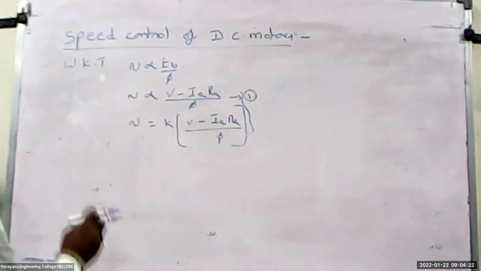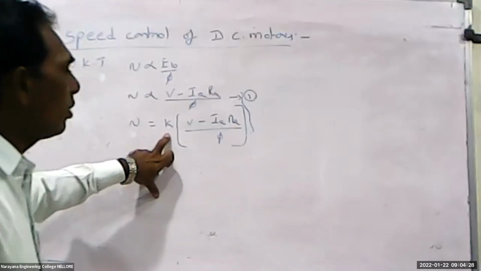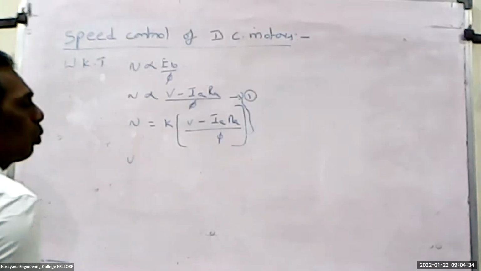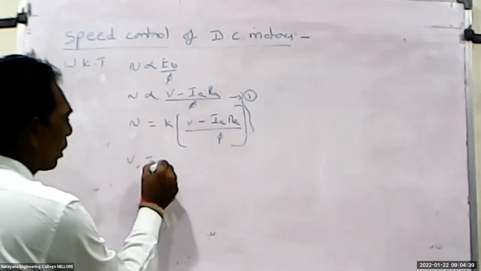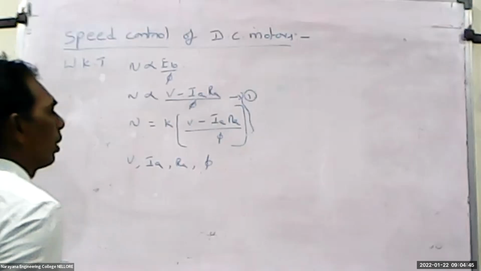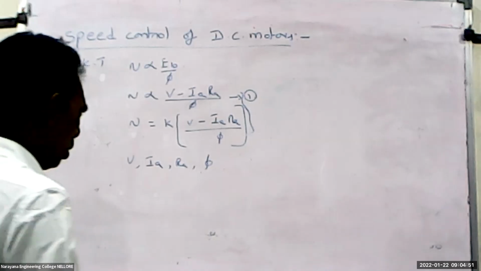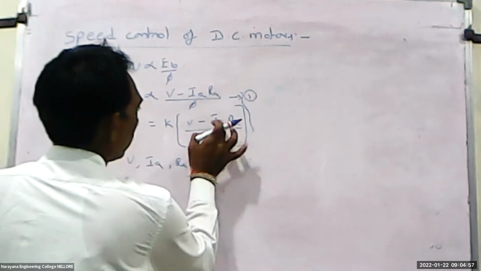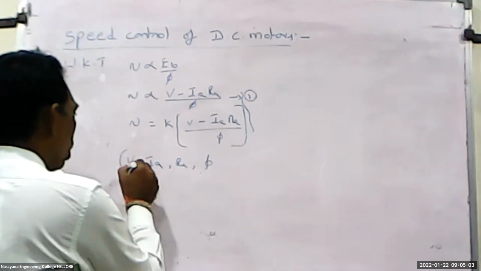Now, if you want to control the speed of any motor, what are the parameters? K is constant. V is one parameter, Ia is another parameter, Ra is another parameter, and phi is another parameter. So there are four variables, but we would have to change Ra and change Ia. So how do we control the speed?